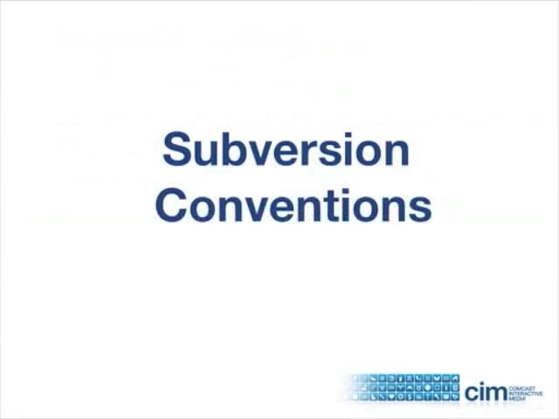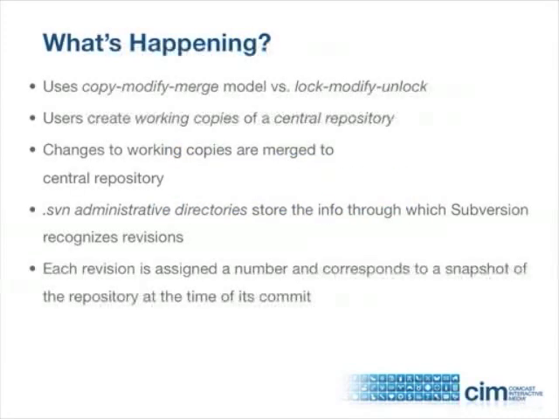So there are a few conventions at the core of Subversion's logic. So what's actually happening when we use Subversion? Subversion uses a copy, modify, merge model of version control. According to this model, users create local working copies, which are reflections of a central repository. We make changes and we merge our changes back to the code base, and problems and conflicts are resolved on the fly. This contrasts with a lock, modify, unlock model, which is the model upon which CVS was founded.